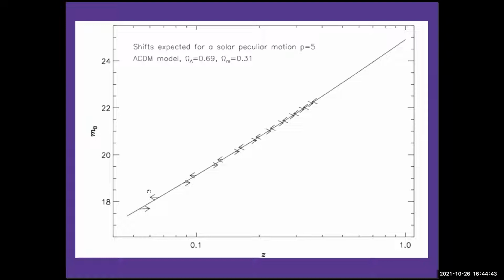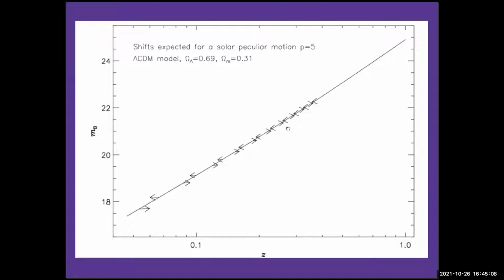If you are in the same hemisphere in which the dipole direction of the motion lies... If the source lies in the upward direction, or in the antipole direction, then due to peculiar motion, the source's redshift and magnitude will shift like this. Of course, if you go to higher redshifts, the shifting of the points becomes smaller and smaller.